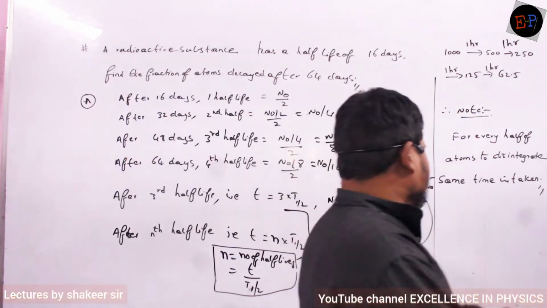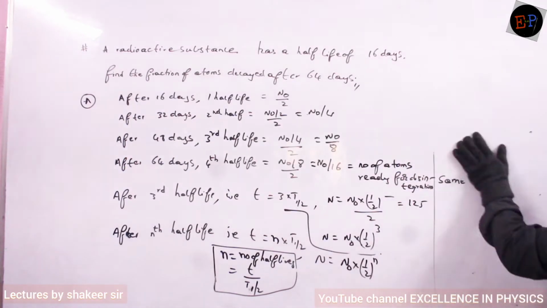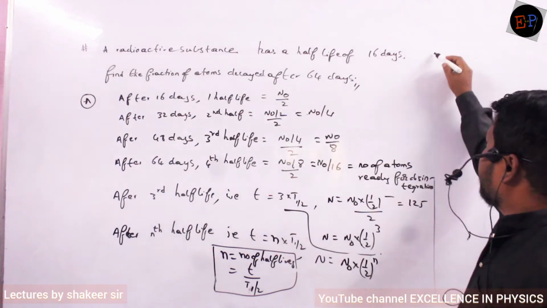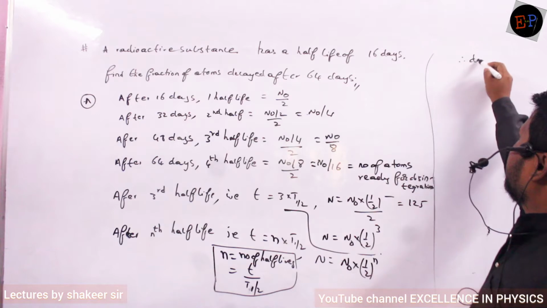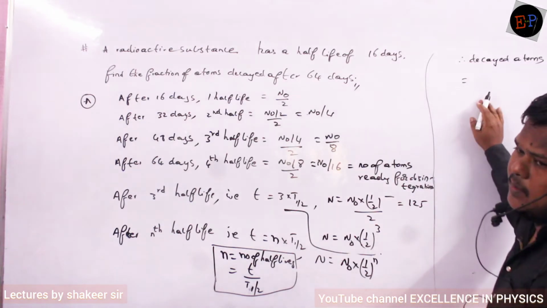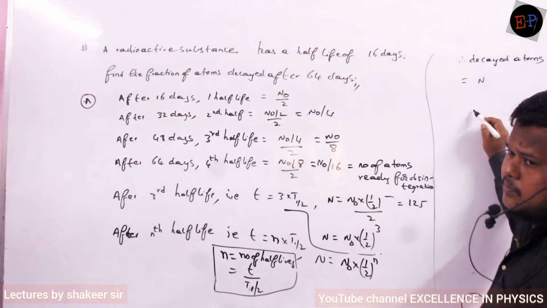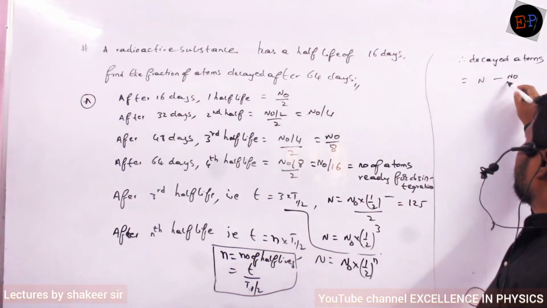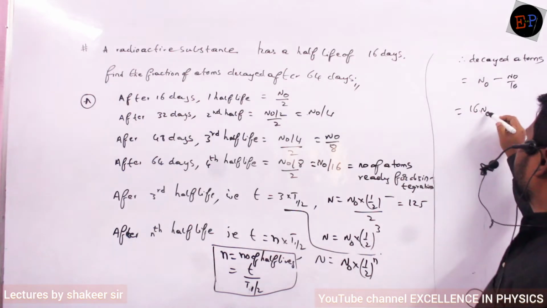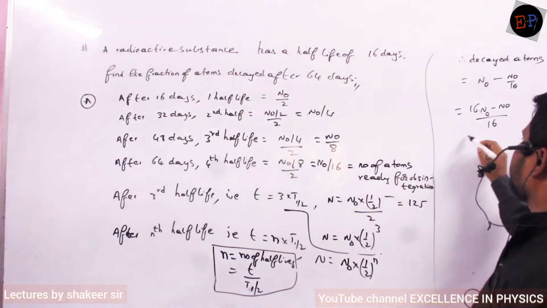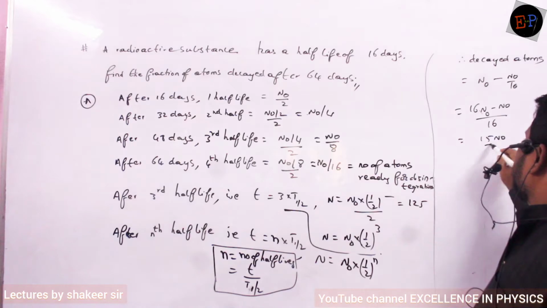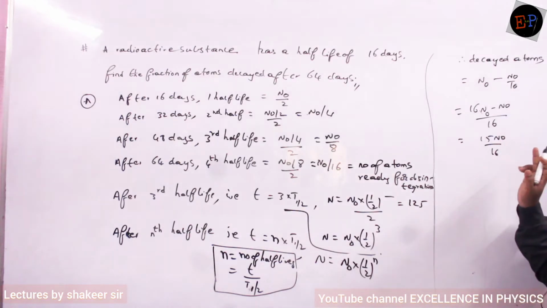Now, what he is asking is the fraction of atoms decayed. So how many decayed atoms are there? Can you say? Total initial atoms N naught minus remaining atoms N naught by 16. So total, how much? N naught minus N naught divided by 16, which is 15 N naught divided by 16. So these are the decayed atoms.